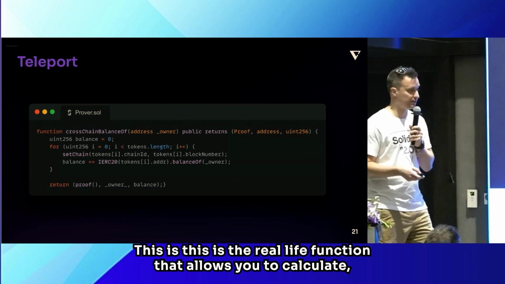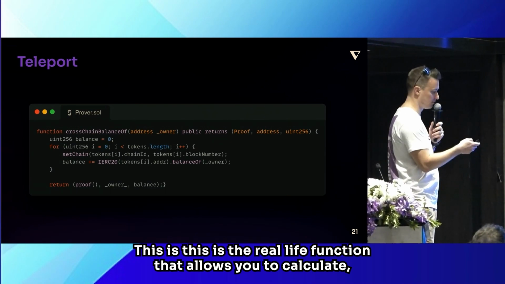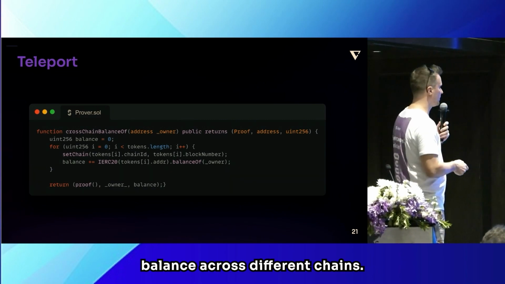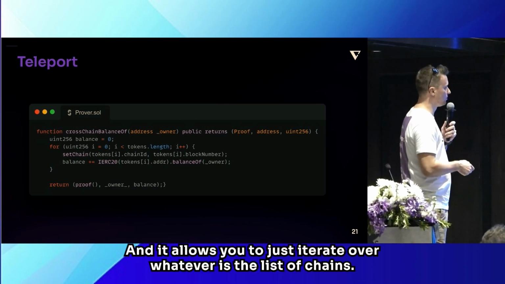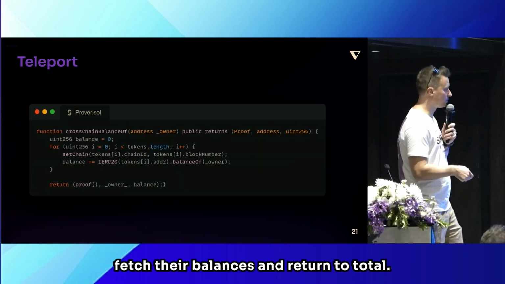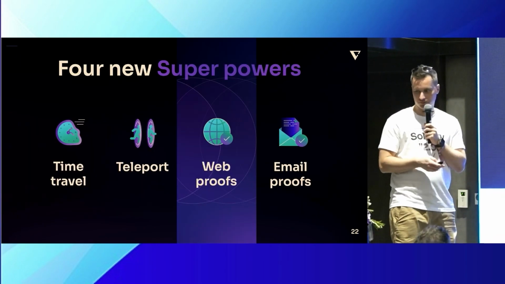This is the real life function that allows you to calculate balance across different chains, and it allows you to just iterate over whatever is the list of chains and fetch their balances and return the total.